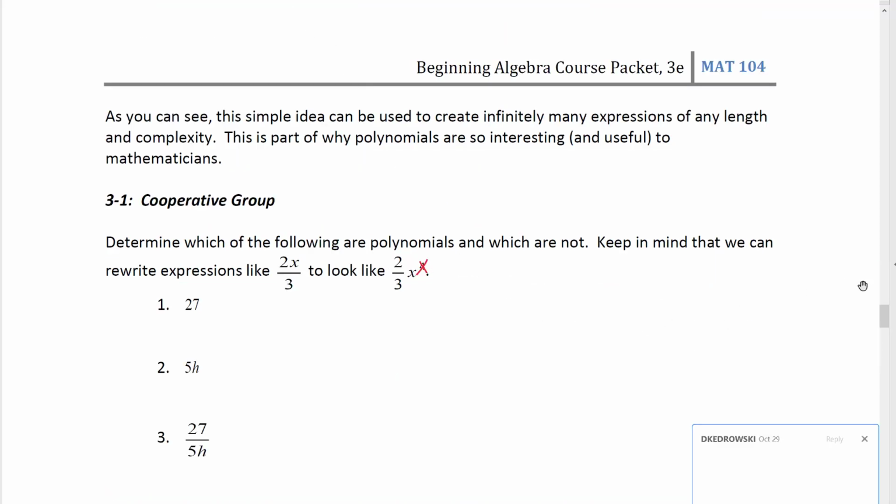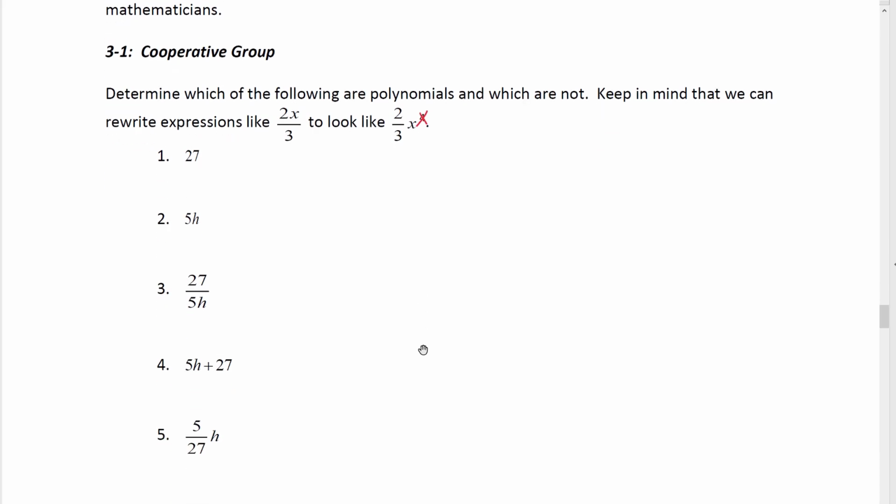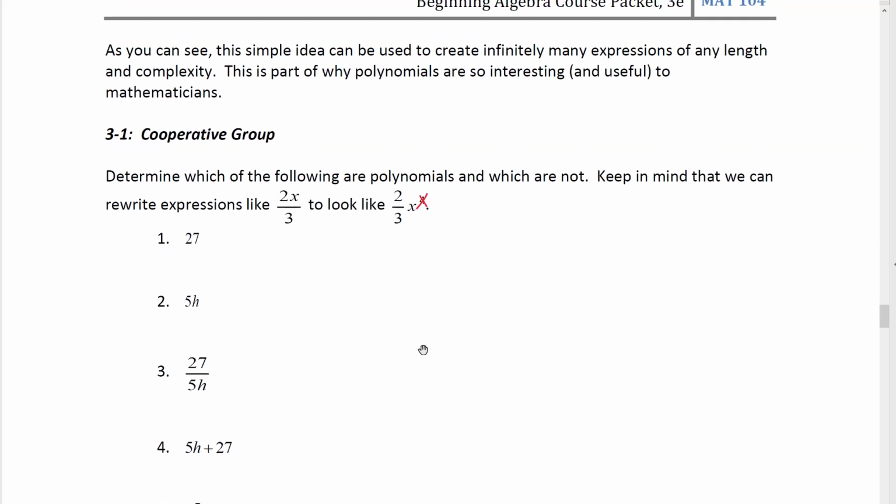On the next page, you're going to be asked to consider whether various expressions are polynomials or not. And really what you're looking for here is just to make sure that the only operations we see involving letters are addition, subtraction, and multiplication. The one thing we cannot do in a polynomial is divide by a letter. If you see division by a letter somewhere, you don't have a polynomial. So these first cooperative group problems are just yes or no questions. Is it a polynomial? Yes. If it isn't a polynomial, no. That's all you need to answer.